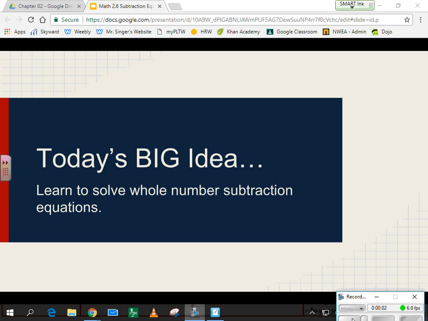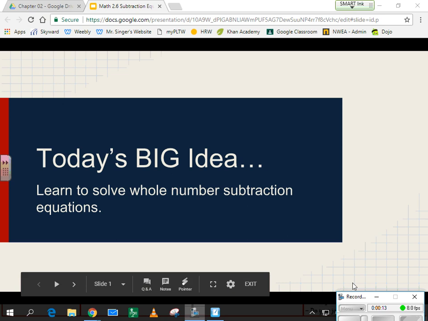All right, here's today's goal for math. You're going to learn to solve whole number subtraction equations. Only one word changed from last lesson's goal. Write today's date and page number along with this.